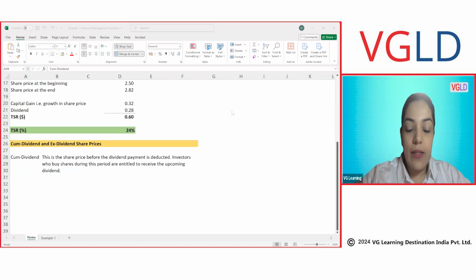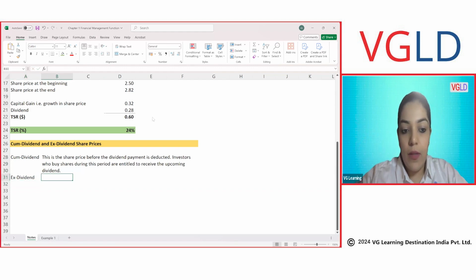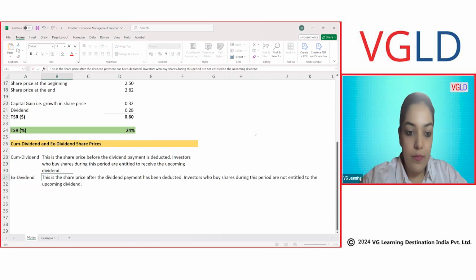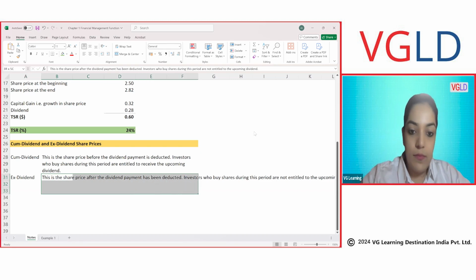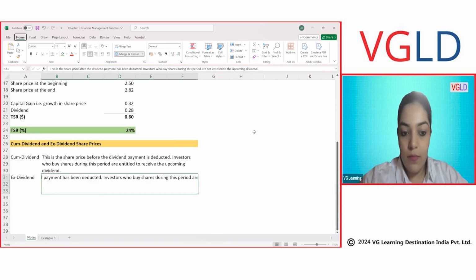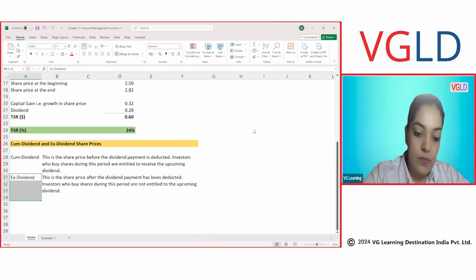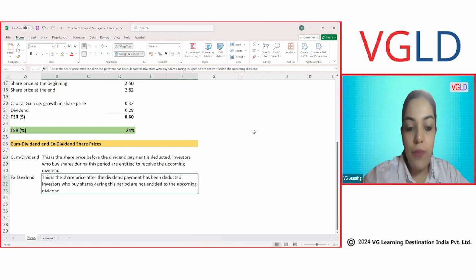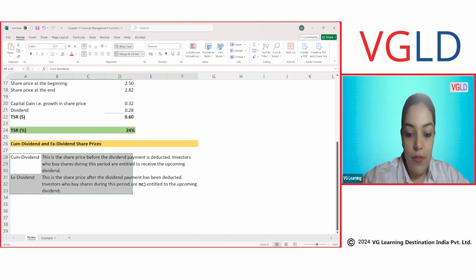And then we have ex dividend. What does it mean? This is the share price after the dividend payment has been deducted. Investors who buy the shares during this period, they are not entitled to the upcoming dividend.